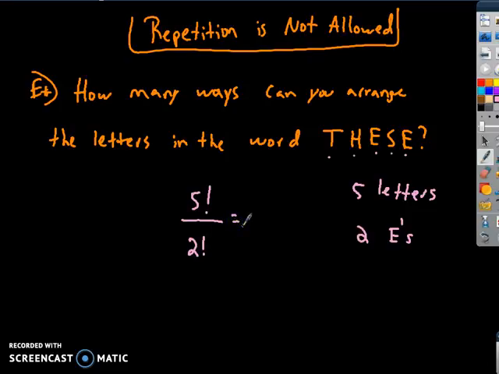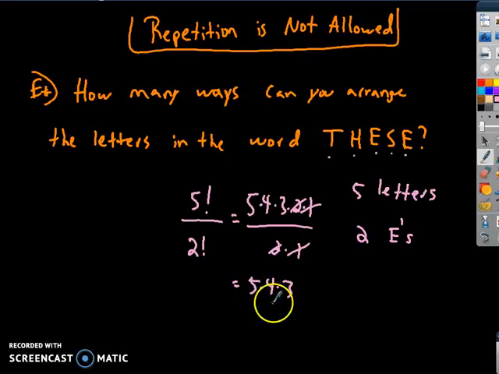So basically, our number of ways is going to be 5 times 4 times 3 times 2 times 1, divided by 2 times 1. 2's cancel. Give you 5 times 4 times 3. That's 20 times 3, so that's 60 ways. You can arrange that so that you have different words.